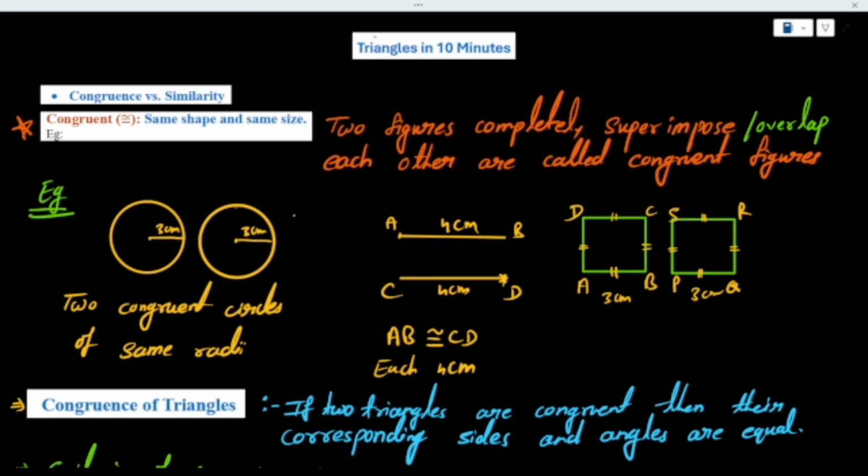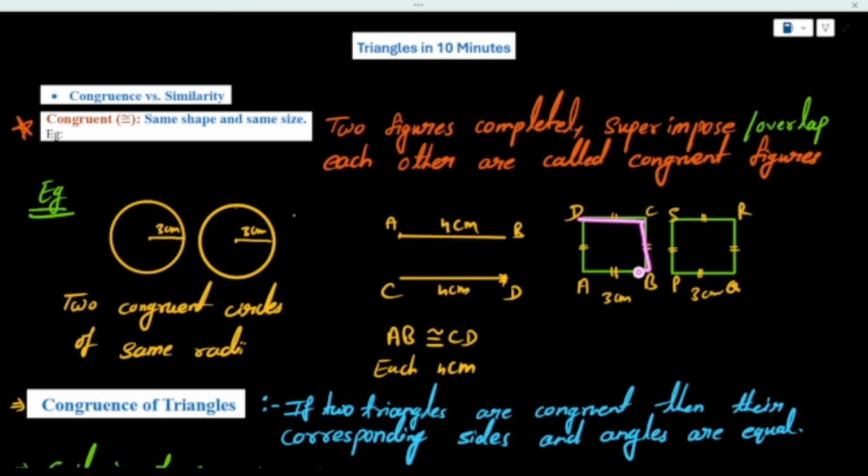First you should know the meaning of congruence or congruency of any two figures. Any two figures that completely superimpose or overlap each other are called congruent figures. If the radius is the same, then both circles are congruent. Similarly, line segments AB and CD are of equal length, so they are both congruent.